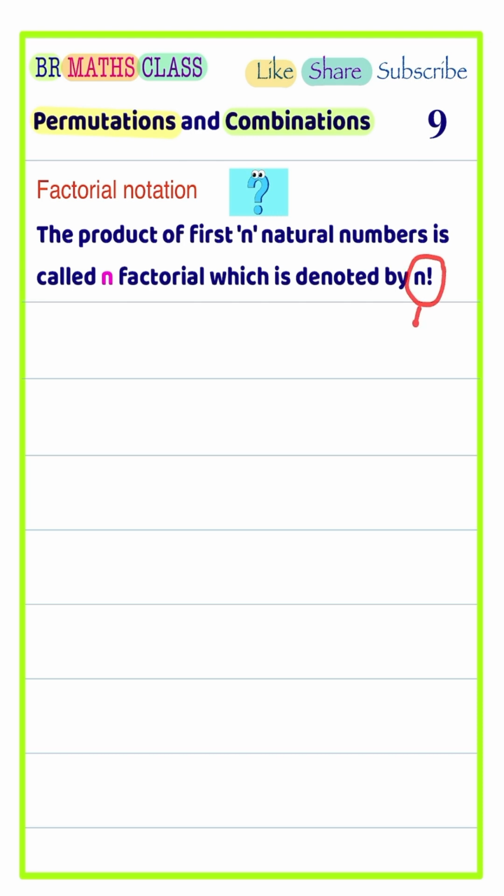What is meant by n factorial? You see here, n factorial is denoted like this. And n factorial is defined as the product of the first n natural numbers. The product of the first n natural numbers is called n factorial. For example, what is meant by 5 factorial? 5 factorial means the product of the first 5 natural numbers. You can observe this is the product of the first 5 natural numbers.